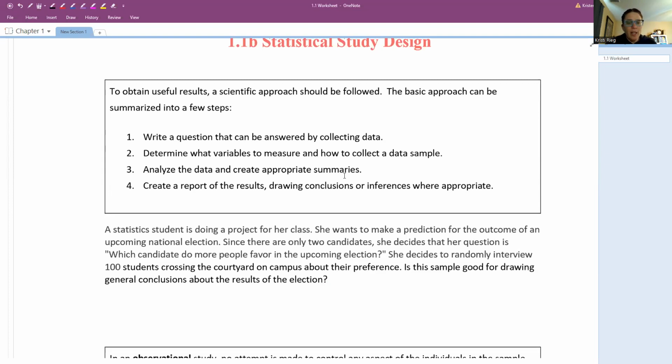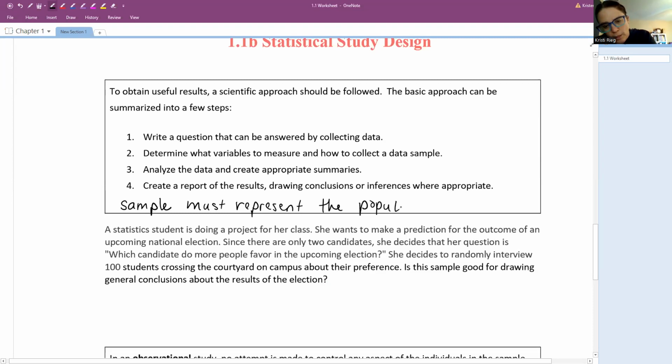So right now we're just talking about what collecting data looks like and what are good ways to measure and collect a sample. And one thing that is important to know is the sample must be representative of the population. So however the sample is chosen, it must represent the population. And I'll tell you why as soon as I spell this word, population.